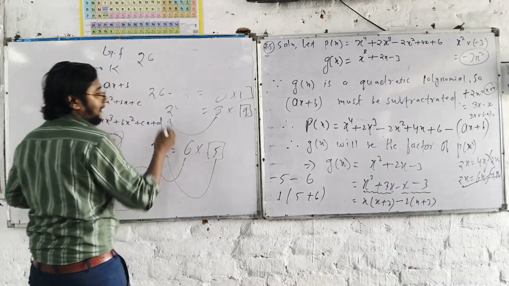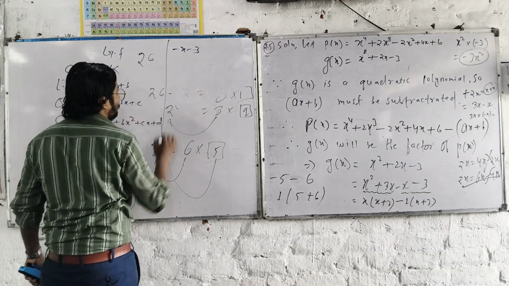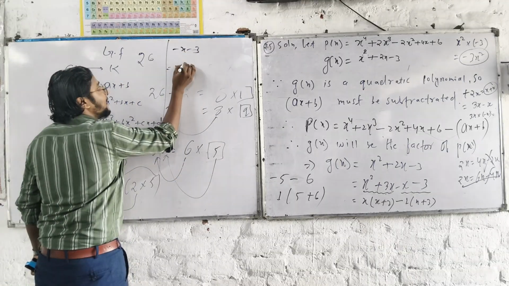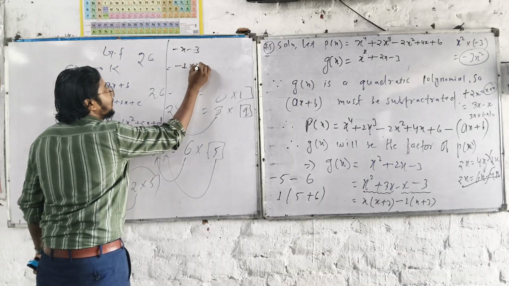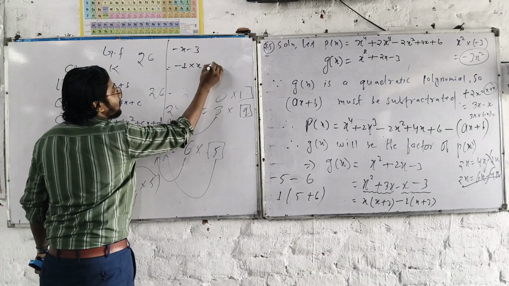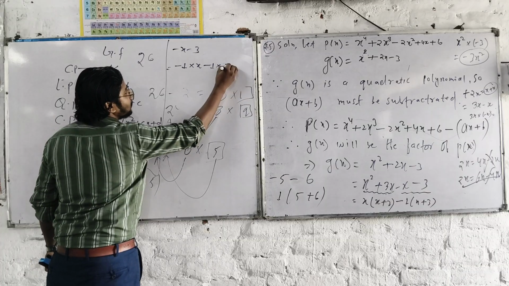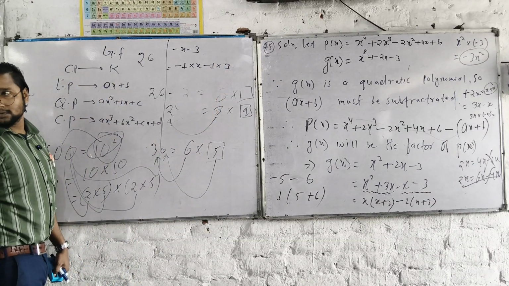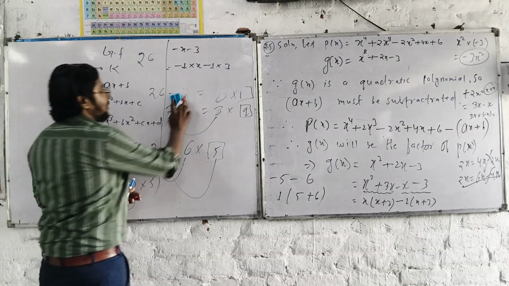I'm talking about that one only. Minus x minus 3. Look at the board. What is the meaning of this one? It means, sir, minus 1 multiply x, and this one, sir, 1 multiply 3. Can I write this?